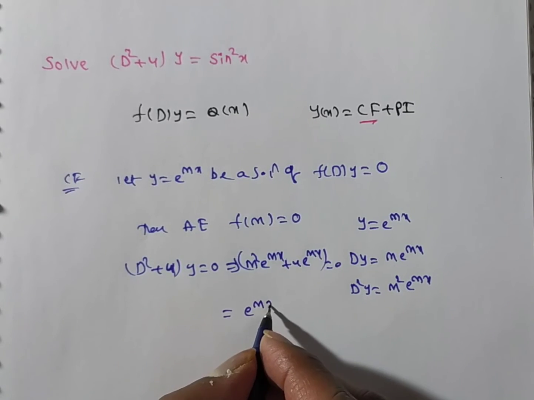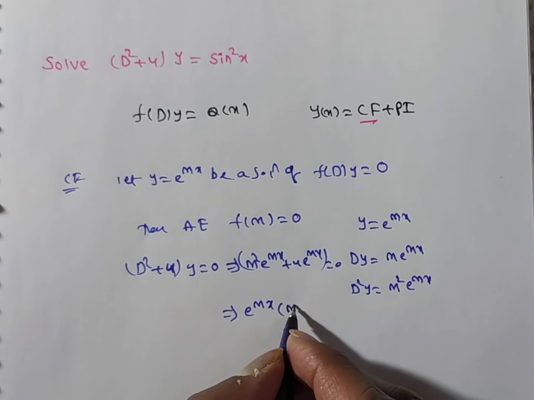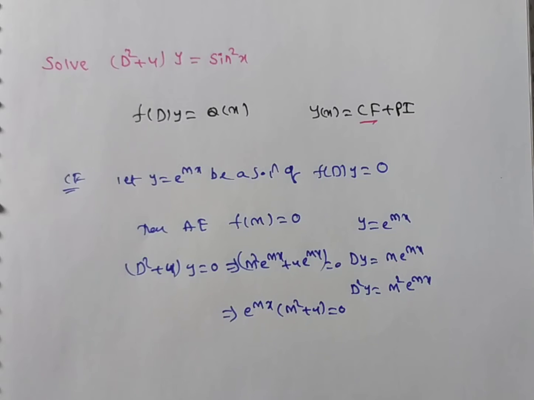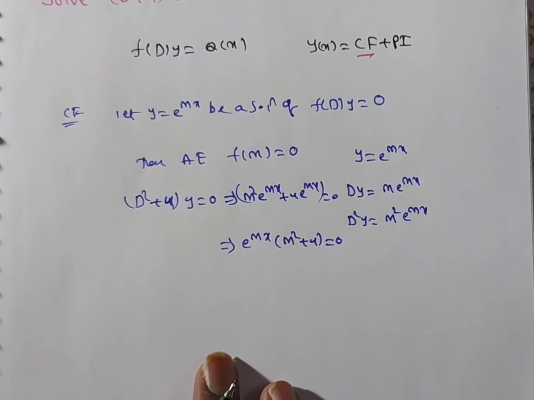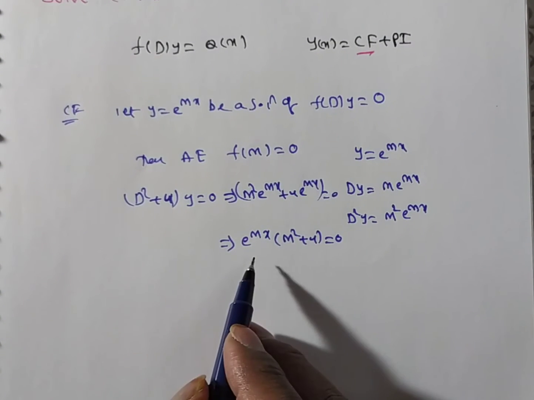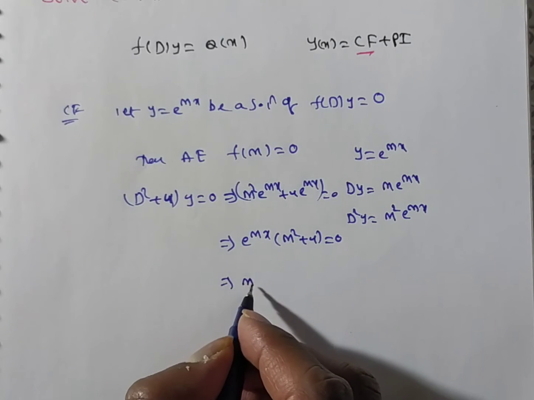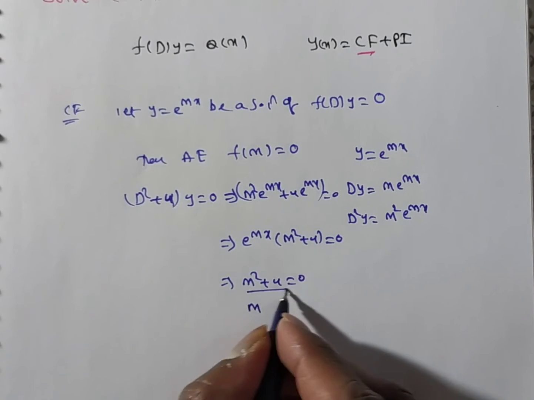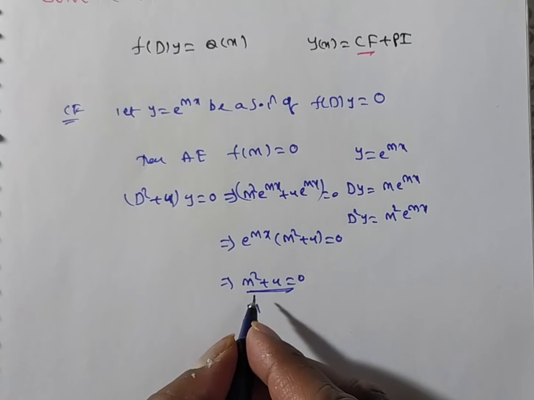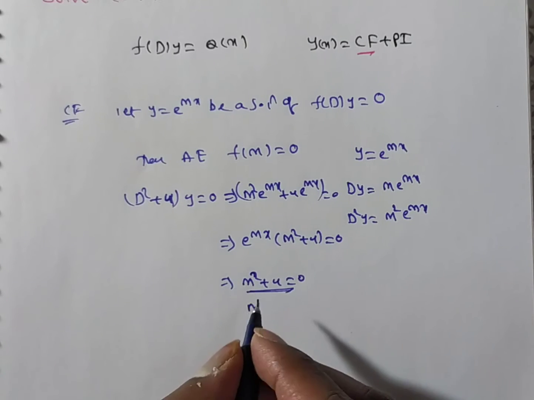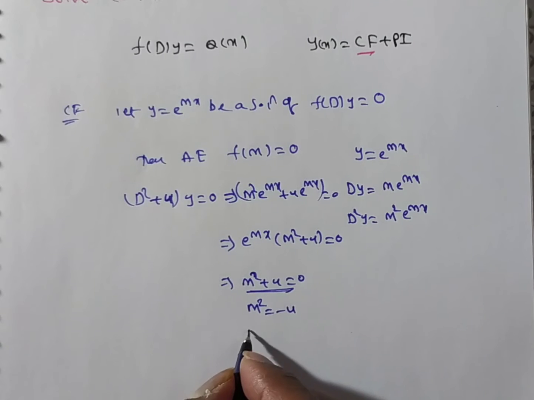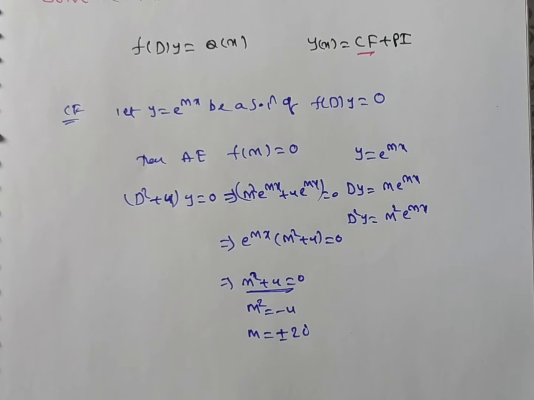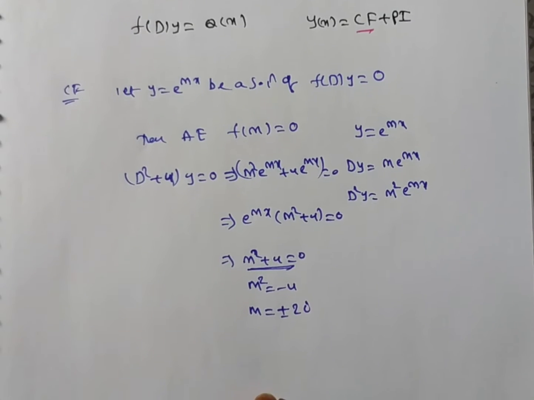e^(mx) common. If I take e^(mx) common, then I will have m² + 4 = 0. So the product of two functions is 0. What you can say is, any one of them is 0 or both are 0. But e^(mx) is never 0. So I can say m² + 4 = 0, which implies you can get the roots. How many roots? 2 roots, because the polynomial is of degree 2. So m² = -4, m = ±2i. So here the roots are purely imaginary.